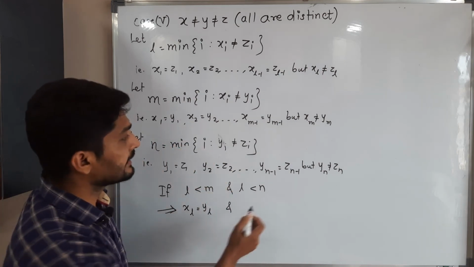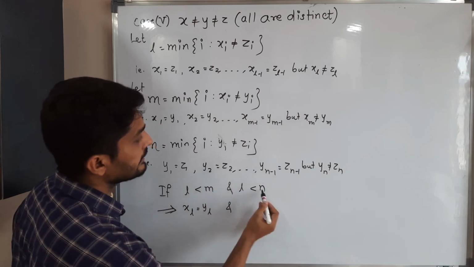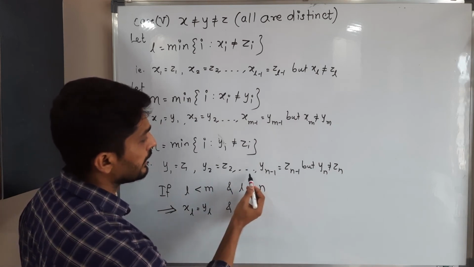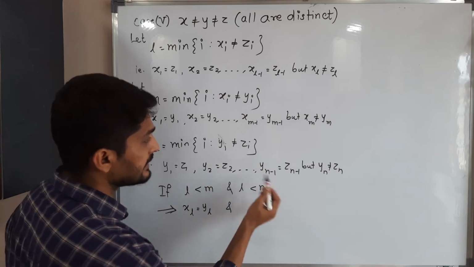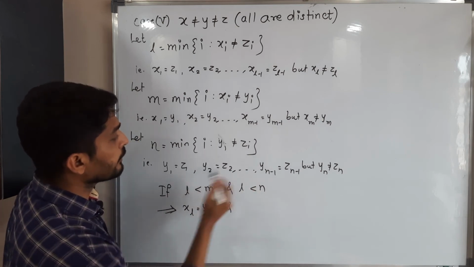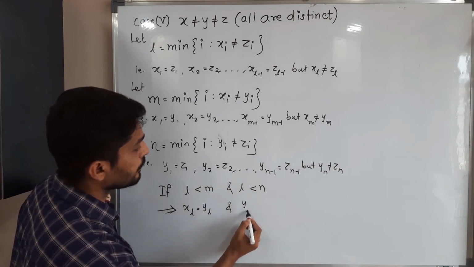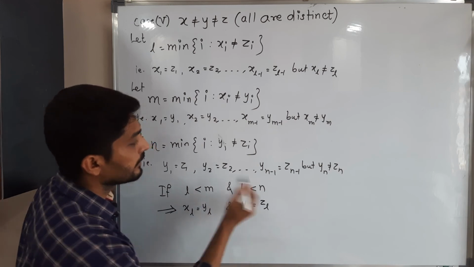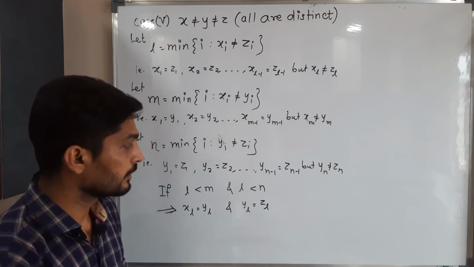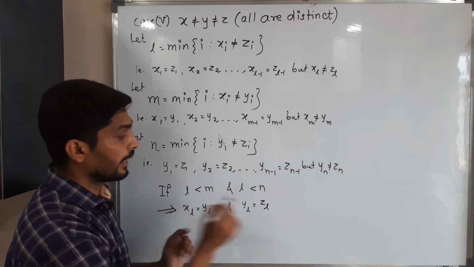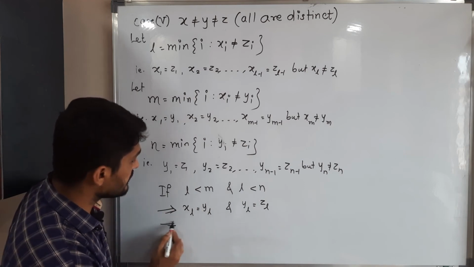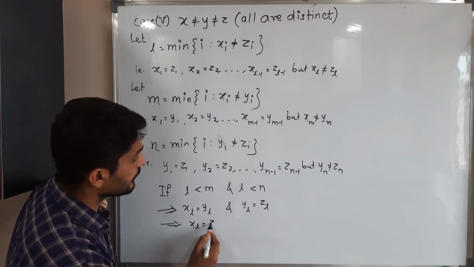Here L is less than n. This is a case of n, right? L is less than n, that means it can be n minus 1, n minus 2. But if it is less than n, we have an equality of y and z, so therefore I can write yl is equal to zl. So xl is equal to yl is equal to zl. It means xl is equal to zl.